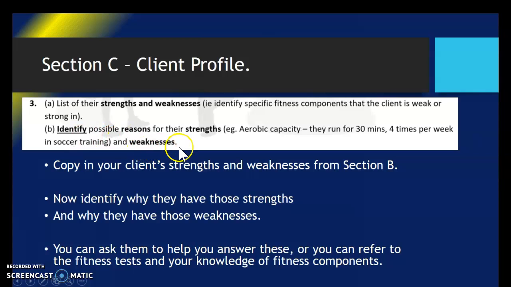And you need to do the same for weaknesses as well. So I used the example in the last video that Mr. Johnson might not have great balance, and he might identify, well, I don't really do a lot of exercises around keeping my balance and holding my body in certain positions. So you need to, for section C, question 3, jot down their strengths, their weaknesses, and why they might be the case.